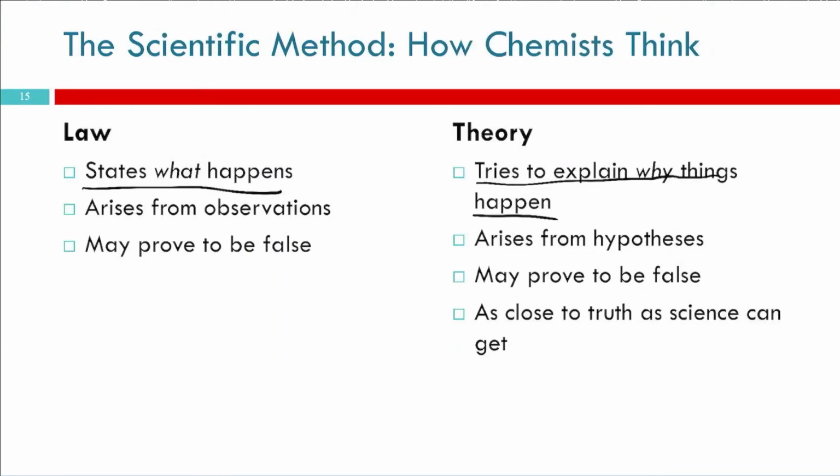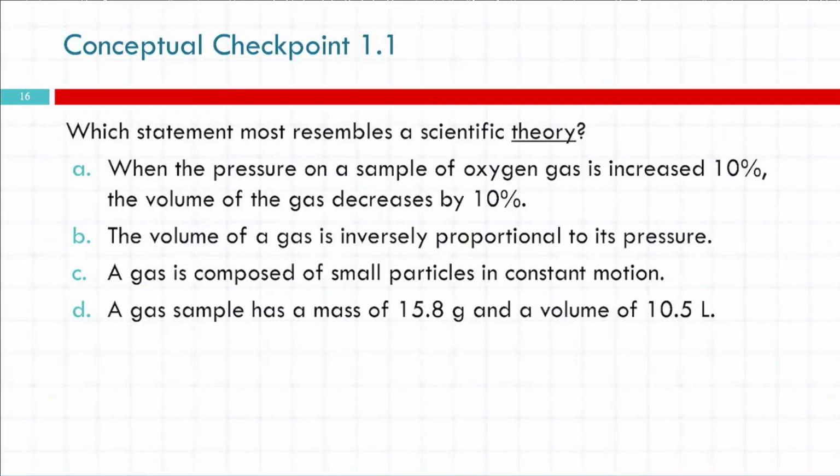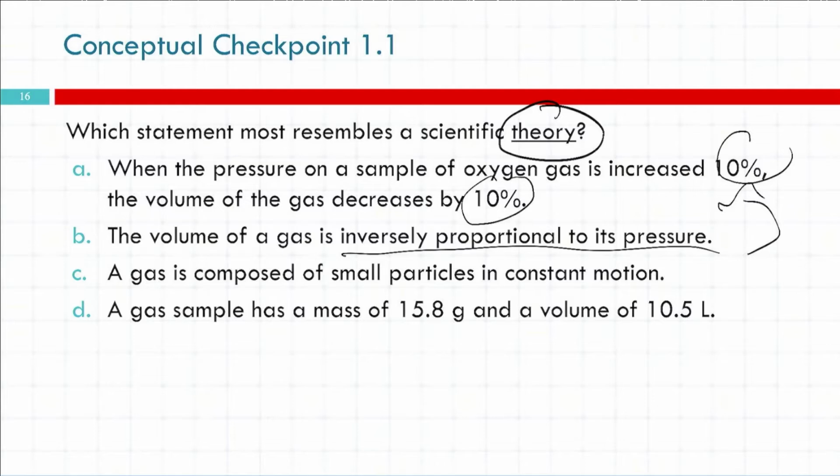So a law states what happens, and a theory tries to explain why things happen. So yeah, we're looking for a scientific theory here. And so this first one is saying what's going to happen, right? If we increase by 10%, we'll decrease by 10%. Volume of gas is inversely proportional. That's basically what this one's saying. And then a gas is composed of small particles in constant motion. So yeah, that is the scientific theory in this case, right? So again, remember that. It's why things happen.